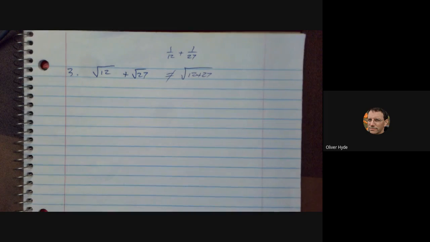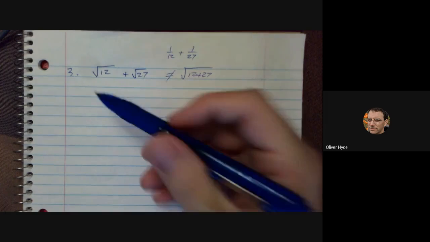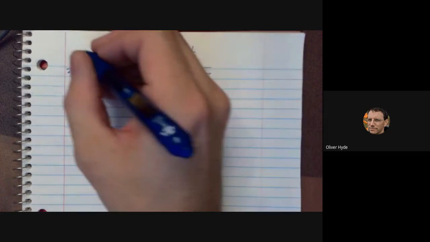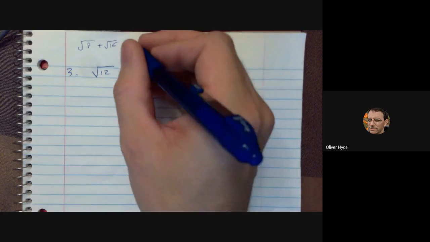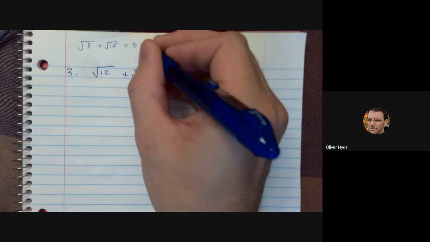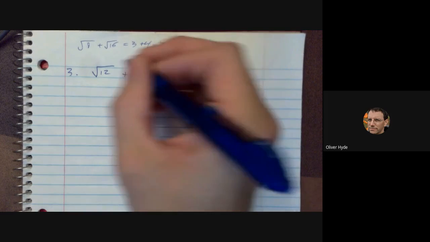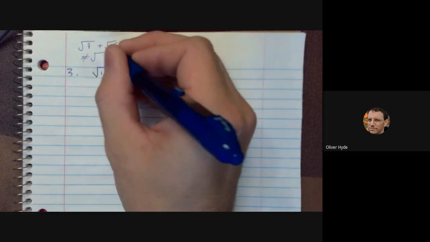Okay, you can check it on your own again with examples. I did a counterexample of this. Choose something like the square root of 9 plus the square root of 16 so that the sum of your numbers is also a perfect square. Notice that that is not equal to the square root of 25.